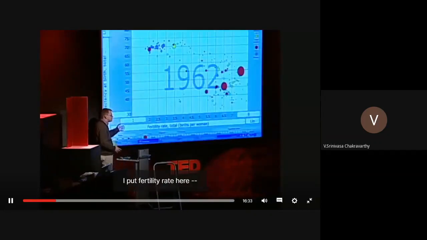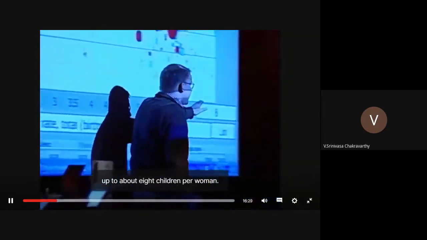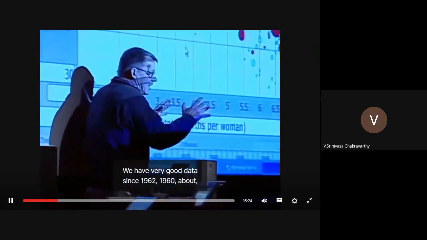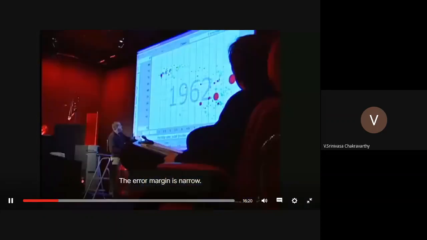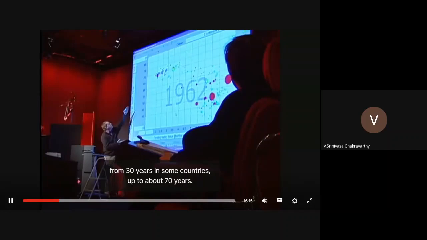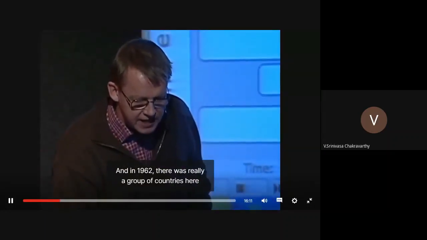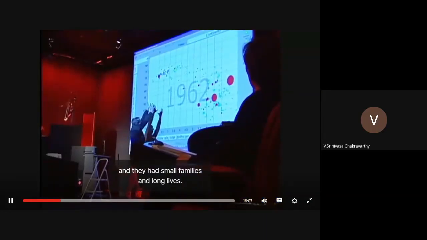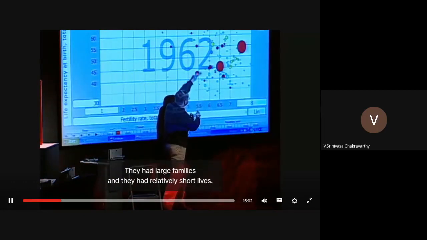I put fertility rate here, number of children per woman, 1, 2, 3, 4, up to about 8 children per woman. We have very good data since 1960 on the size of families in all countries. The error margin is narrow. Here I put life expectancy at birth, from 30 years in some countries up to about 70 years. And in 1962, there was really a group of countries here that was industrialized countries, and they had small families and long lives. And these were the developing countries. They had large families and they had relatively short lives.